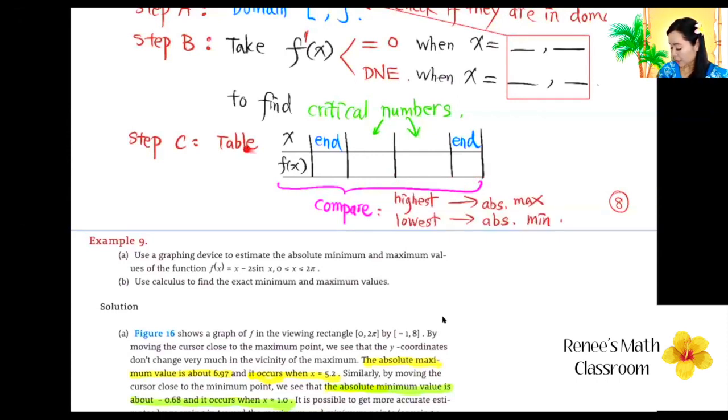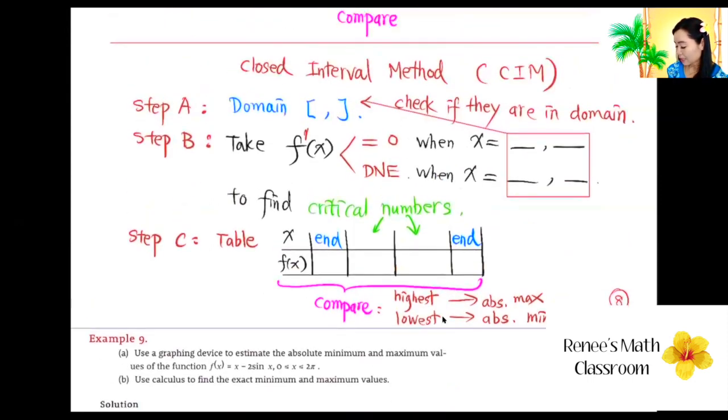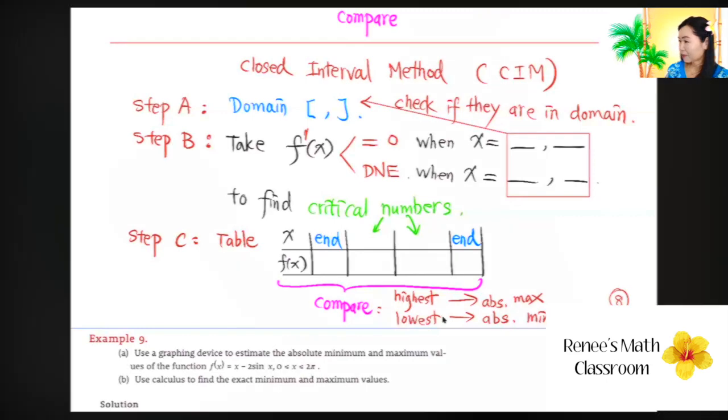The book didn't make a table, but used a paragraph. They say, oh, because this and this and this. But I think a table is better than 1,000 words, so I just make a table this way. That's just my way to do it. So that's called the closed interval method. It's for a continuous function on a closed interval, and those are the 3 steps for you to find the absolute max and absolute min.